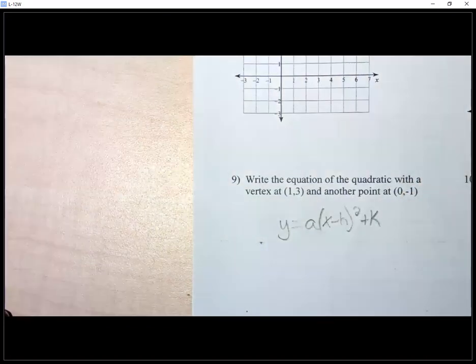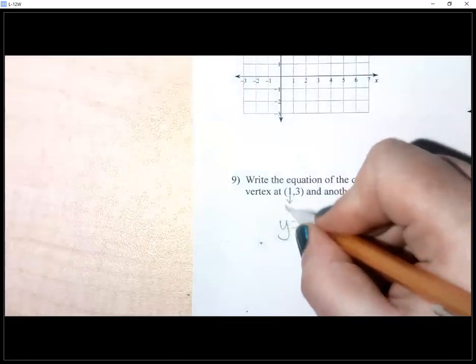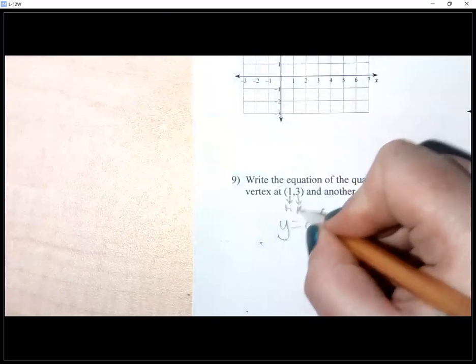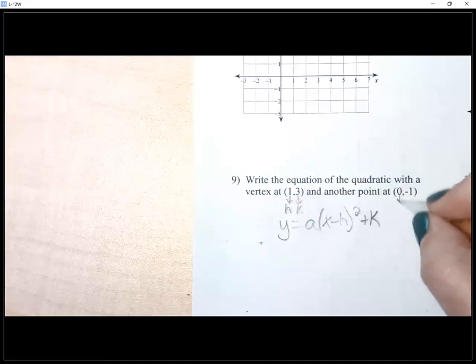Right? Remember this? Check this out. You ready? The vertex is H comma K, isn't it? So that right there is H. That right there is K. Now, what's this other point? The other point, we're just going to plug in for X and Y. The one thing that we don't know is what A is.